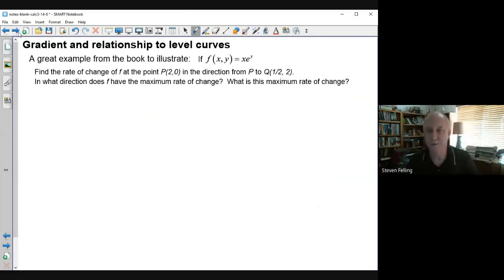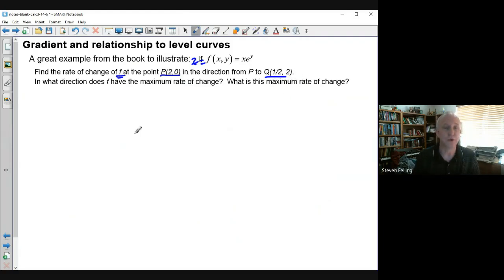Let's take an example and look at it in detail. This is actually from the book, so I'm using this one so I can use some pictures from the book. Let's say we have z is a function of x, y, and it's x times e to the y. And we want to find the rate of change of output for f at the particular point x is 2, y is 0, in the direction from that point to the point (1/2, 2). Okay, and then we're going to answer in what direction does it have the maximum rate of change, and what is that maximum rate of change.